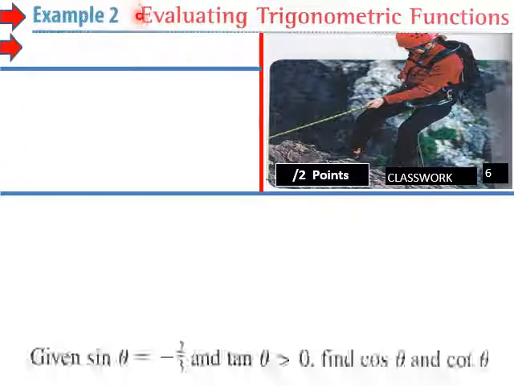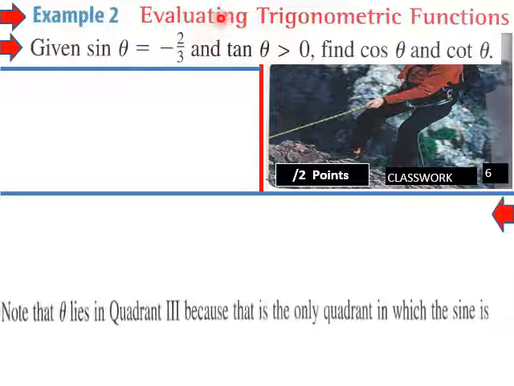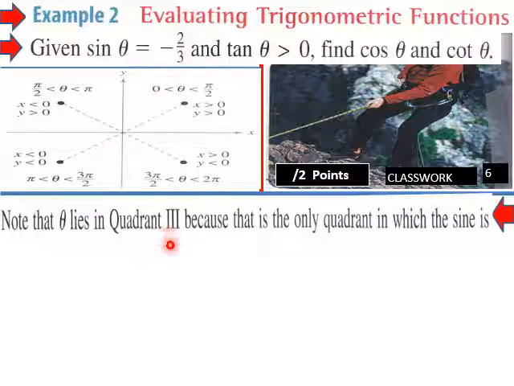Page 6, example 2, evaluating trig functions. Given sine theta equals negative 2 over 3 and tan theta is greater than 0, find cosine theta and cotan theta. So we know our sine here is negative 2 over 3. Again, here is our chart up here showing what our signs would be in our 4 quadrants. Note that theta lies in quadrant 3. So quadrant 3 here, sine is y over r.